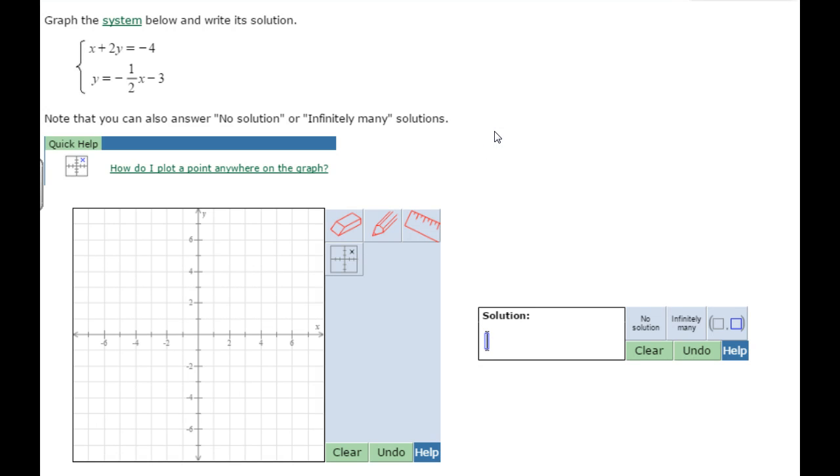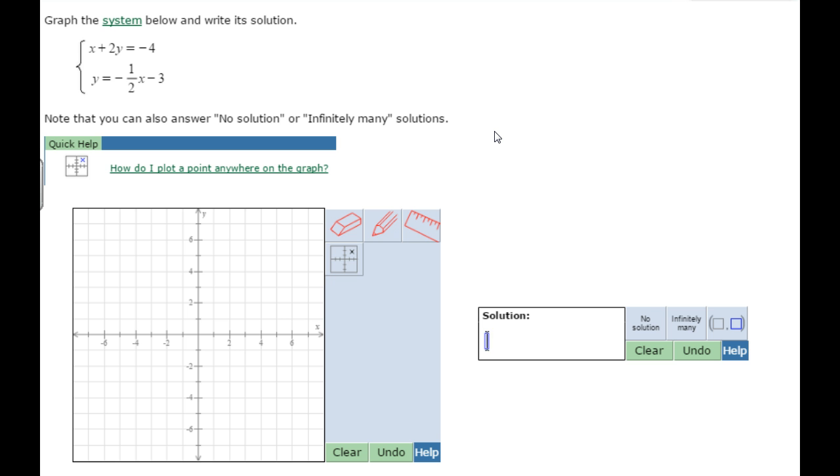This is the ALEKS topic where you're solving a system of linear equations by graphing. In order to do that, the first thing you will need to do is to graph the first equation on the given coordinate plane. So let's go ahead and do that. We'll graph x plus 2y equals -4.